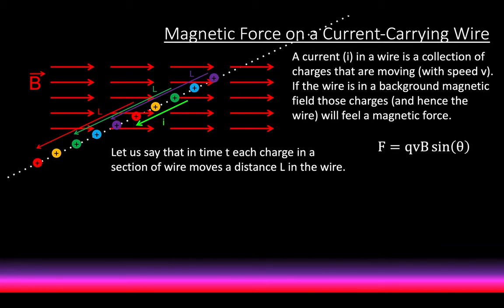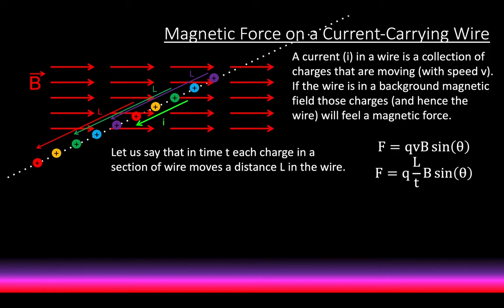So the force on a charge could be written as QVB sine theta. This is the magnetic force equation we talked about previously. Well, this V is really the velocity of the charges, so V could be thought of as being L over T, the distance the charge moves divided by the time it takes the charge to move that far.